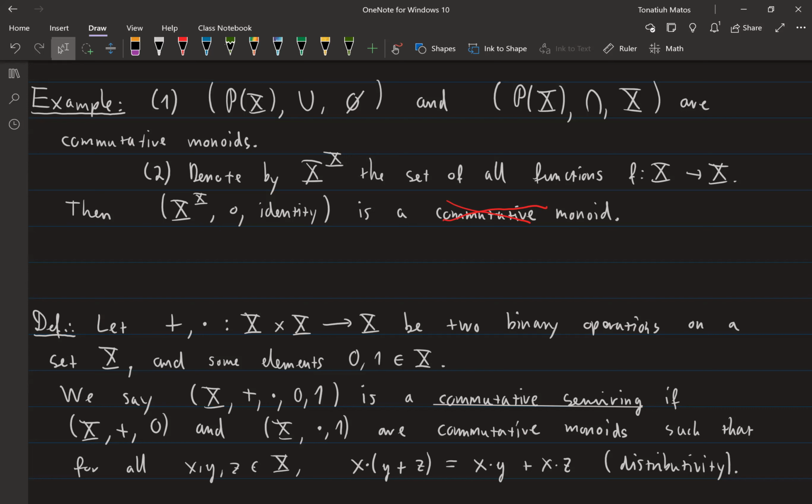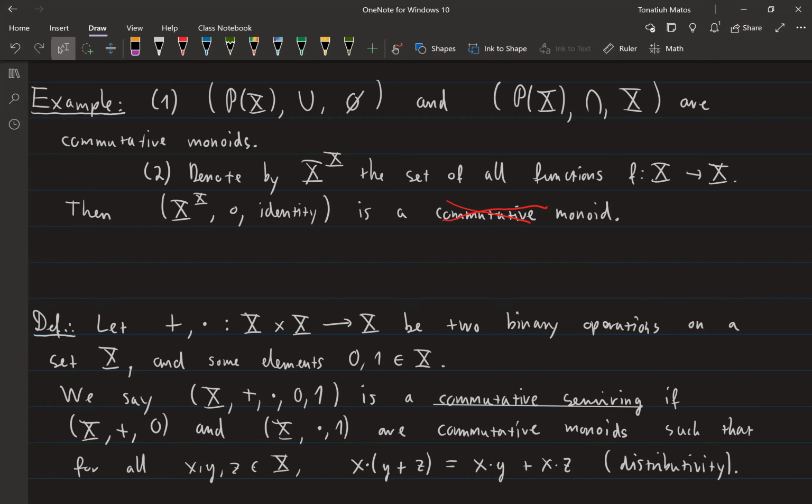And this time we need two distinguished elements, 0 and 1, because one of them will be the identity for the first operation, addition, and the second one will be the identity for the second operation, which is multiplication. I am calling these elements 0 and 1, but please keep in mind that they may not necessarily be called this way, right? And I will give you examples of this in a second.